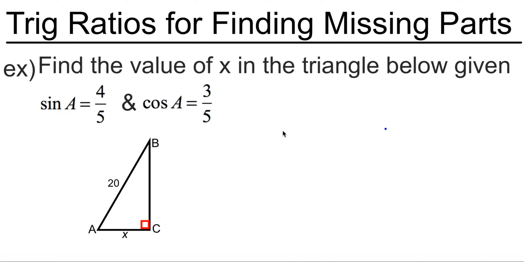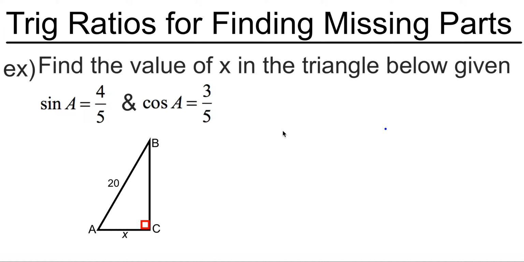In this video, we're going to look at trig ratios for finding missing parts. In the previous ACT video, we reviewed the trigonometric ratios and defined sine, cosine, tangent, as well as cosecant, secant, and cotangent. And now we're going to take those definitions and those ratios and find some missing pieces here.